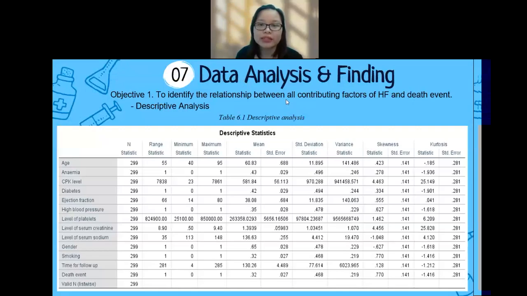Okay. For my data analysis and findings, we can see that the average age of the patients is 60.83 years old, with a minimum of 40 years old and 95 years old as the maximum. The ejection fraction has 38.08% with a minimum value of 14% and a maximum value of 80%. The average of the time for follow-up is 130.26 days, with 4 days and 285 days as the minimum and maximum value respectively.